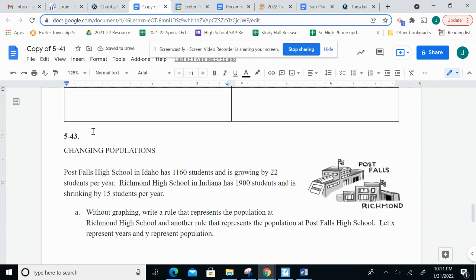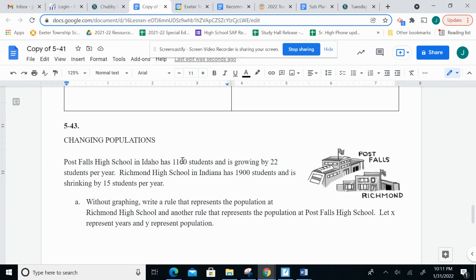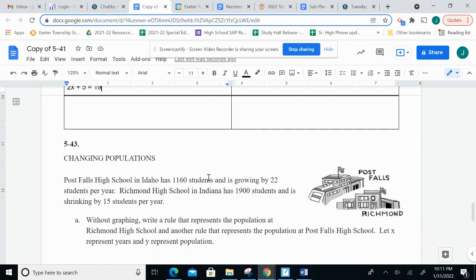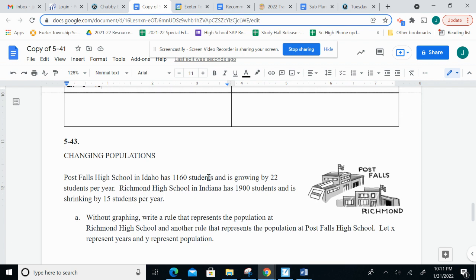All right. But ultimately, you do need to solve this problem now, the one about the populations. Each school is going to have its own growth and starting value. Create an equation, set them equal, and solve for when the populations will be the same at the schools.